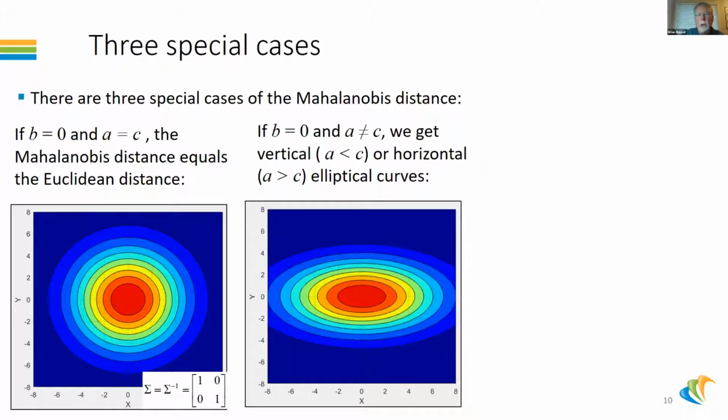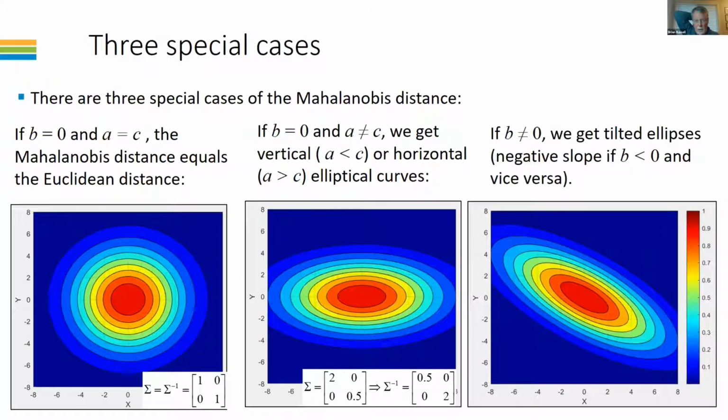If b is equal to 0 and a is not equal to c, you get either a vertical or horizontal elliptical curve. So if a is less than c, you get a vertical ellipse. If a is greater than c, you get a horizontal ellipse. So this one is 0.5 and 2 for the main diagonal. Now, the most complete situation is where b is not equal to 0 and a and c are not equal to each other, in which case you get essentially a tilted ellipse. Okay, so in this case, I've used 1, 2, the inverse covariances 1, 1, 1, 2.